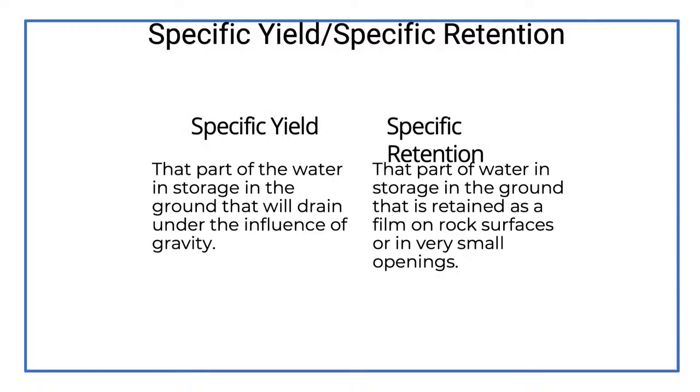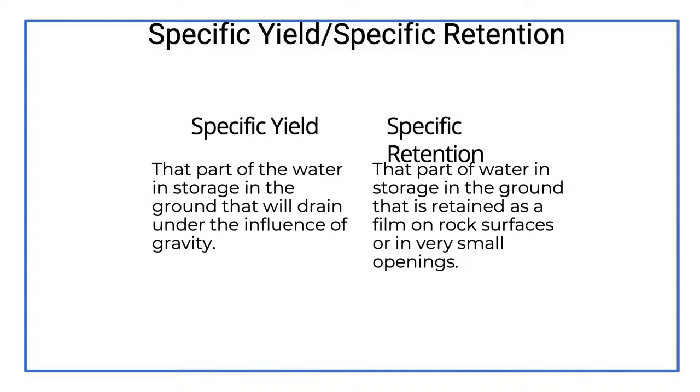All right, specific yield versus specific retention. This gets back to our effective porosity. The specific yield is the part of the water you can actually get out of the aquifer. That's the part I showed you when we talked about effective porosity, that's not occupying dead zones or adhering to the sand grains. That's the water that will actually flow out under the influence of gravity and come into your well for extraction.